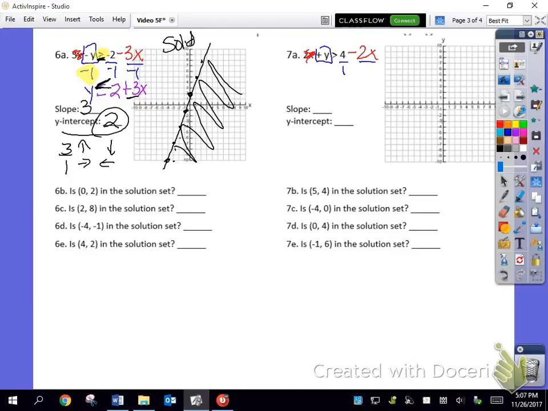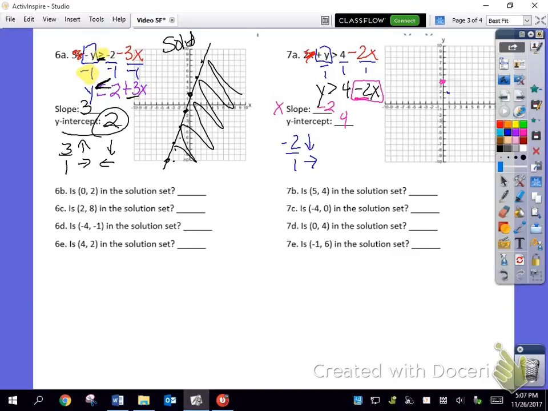Okay, and then the next one, so minus 2x, and then this is a positive 1, so you're going to divide by 1. And since I'm dividing by 1, I do not flip it, so y is greater than 4 minus 2x. Slope is always by the x, so that is a -2, and your y-intercept is 4. So you start at 4, and the slope tells you -2 over 1. You go down 2 to the right 1.